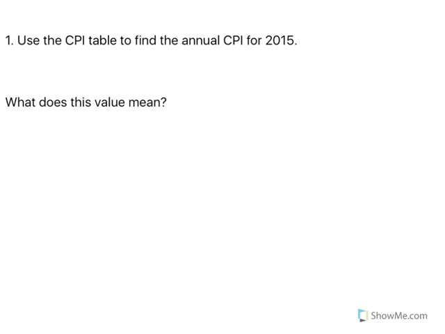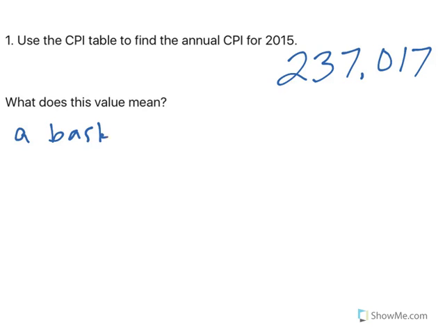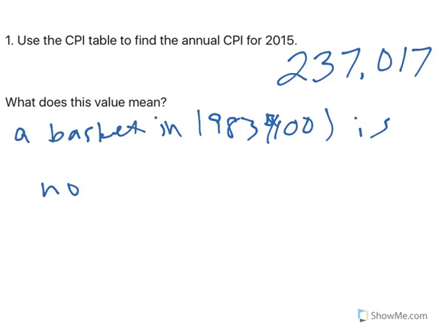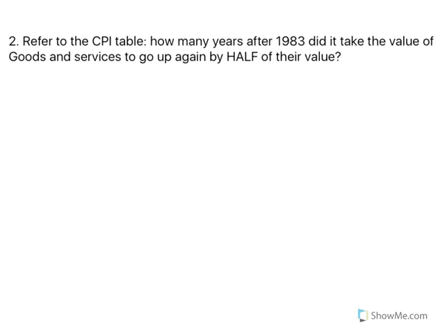Let's go to CPI. Use the CPI table from this section and find the annual value for 2015. Hopefully you find it's at the top, 237.017. So that means a basket of goods in 1983, which was about $100, is now costing about $237. We're given this general basket of goods, and that's how much it's gone up.